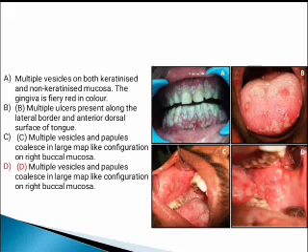In picture B you can see multiple ulcers present along the lateral border and anterior dorsal surface of the tongue. In picture C and D you can see multiple vesicles and papules that coalesced in a large map-like configuration on the right buccal mucosa.